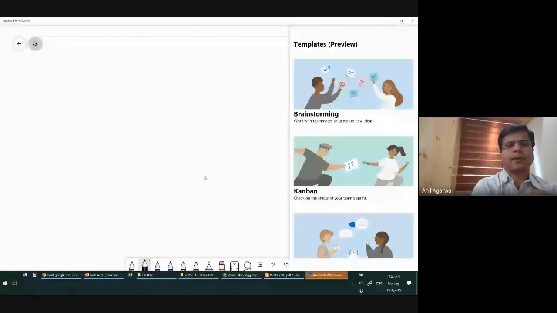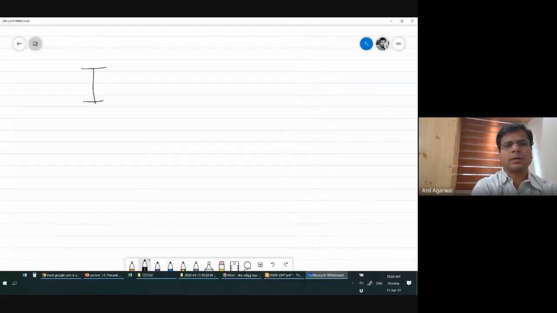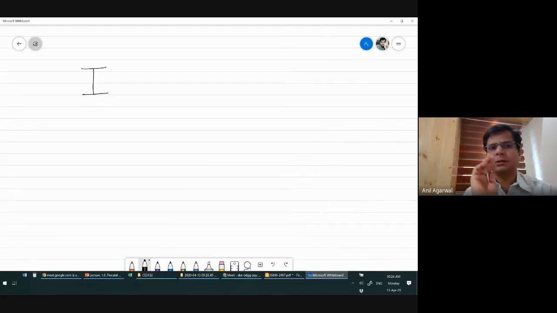If I have an I section, it is doubly symmetric, right? This is a doubly symmetric cross section, there is no issue. What happens if I have one flange thicker than the other flange?